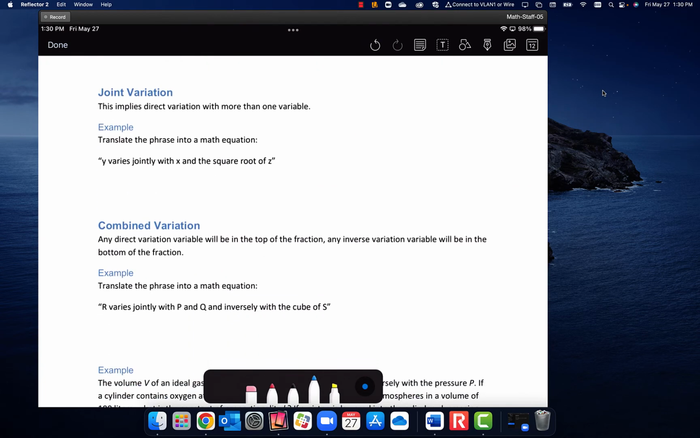Joint variation implies direct variation with more than one variable. So we're still using the basic direct variation. It's just direct to more than one variable. So we have our direct variation equation, but instead of being directly with just x, we can think of it as x and z. For example, y varies jointly with x and the square root of z. In this case, that would be y equals k x times the square root of z.